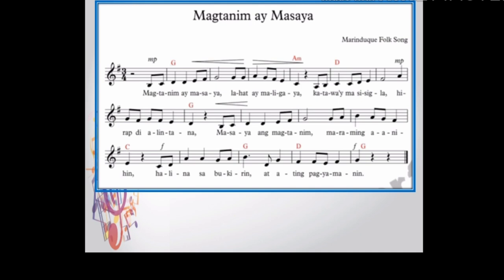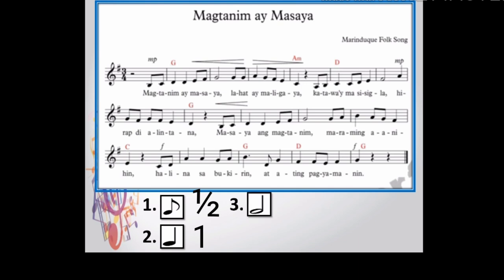Here is the musical score of the song Magtanim ay Masaya. What are the notes used in the song? We have eighth note. What is the time value of eighth note? Eighth note receives 1/2 beat of sound. What else? We also have quarter note. What is the time value of quarter note? Quarter note receives 1 beat of sound.